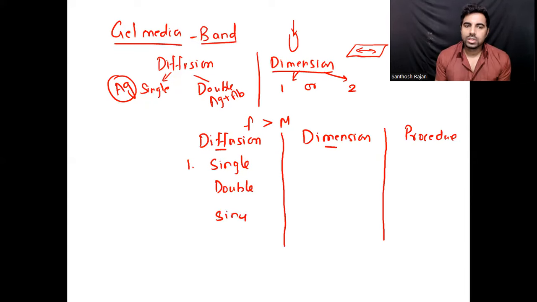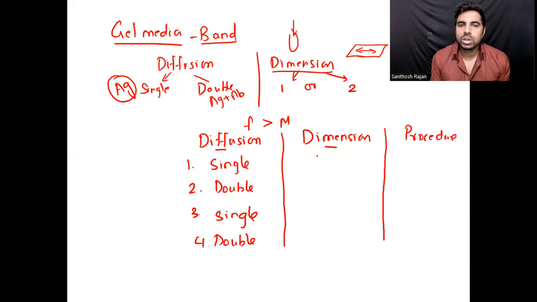Single, double, single, single, double, single, double, single, double. Okay, 2, 3, 4. Dimension is just one dimension or two dimensions. See, when you say single, it's 1, 1, no? So I'm just writing in a bracket. Okay, 1, 1, 1, 1. Okay, so it'd be easier.